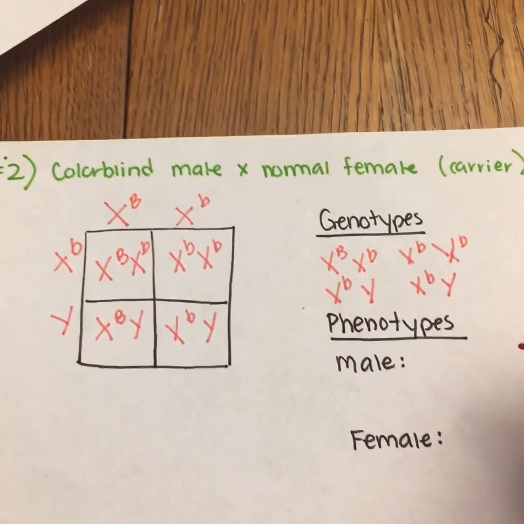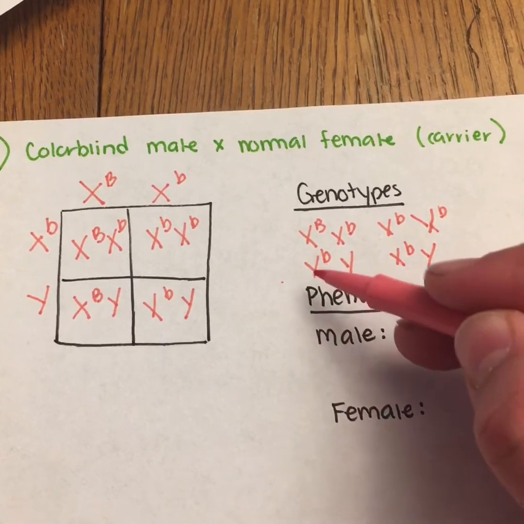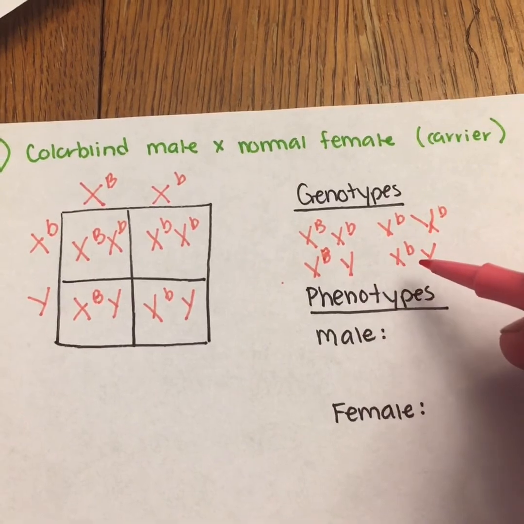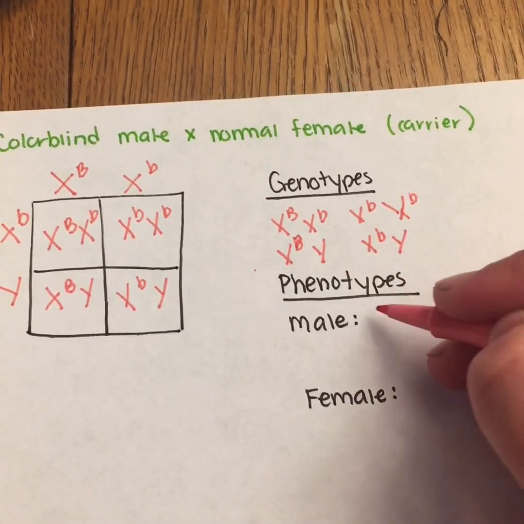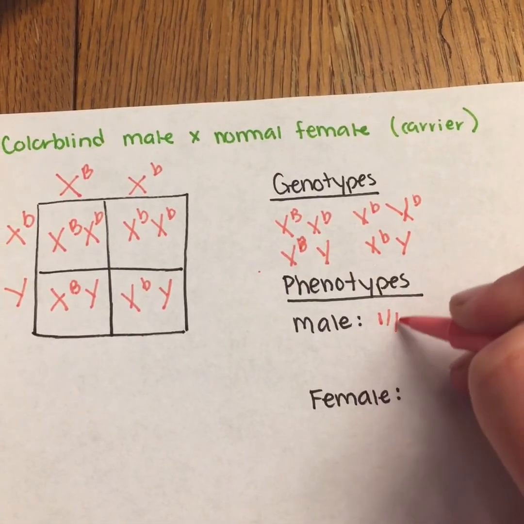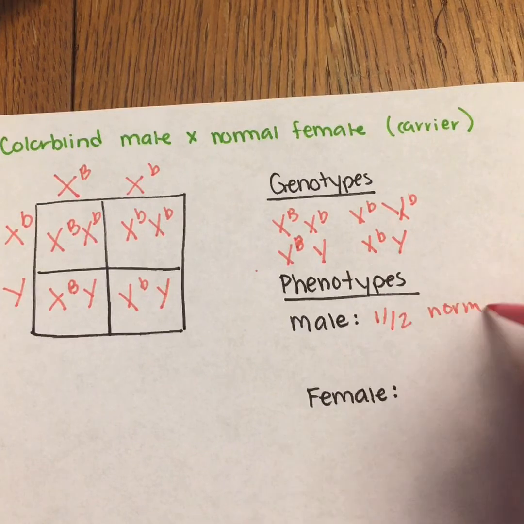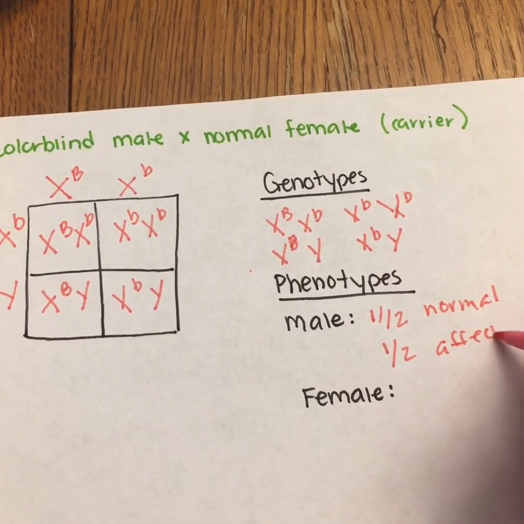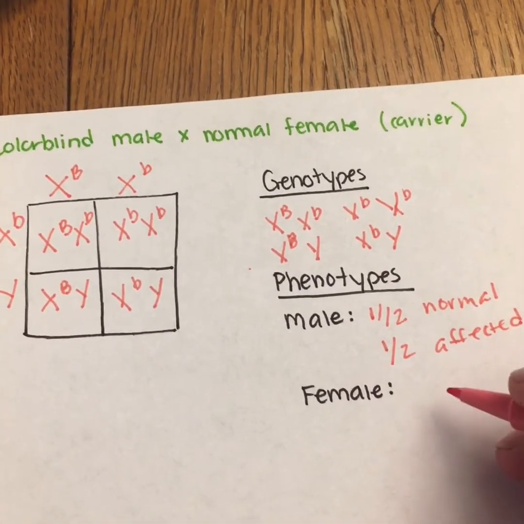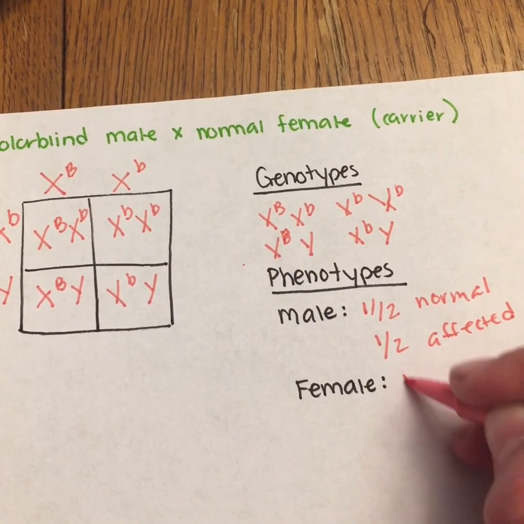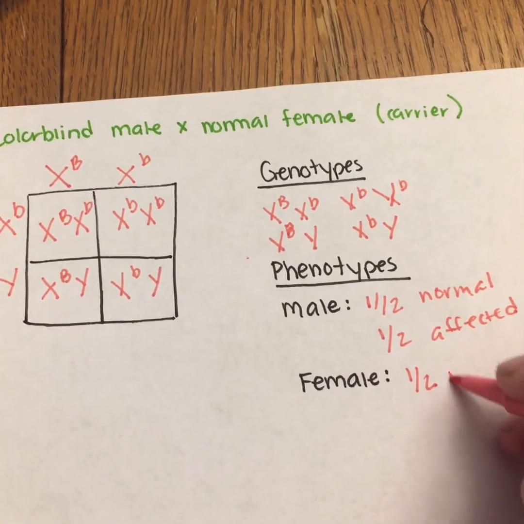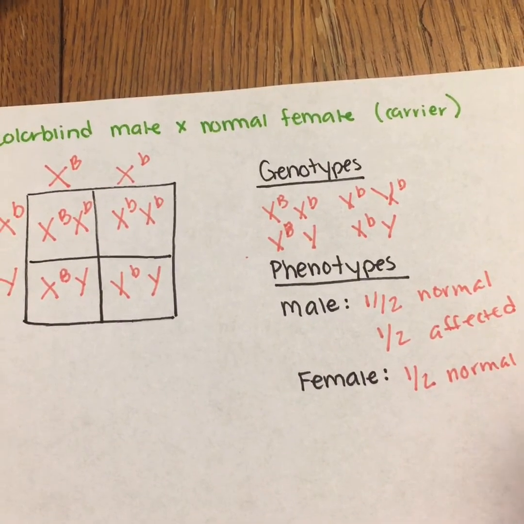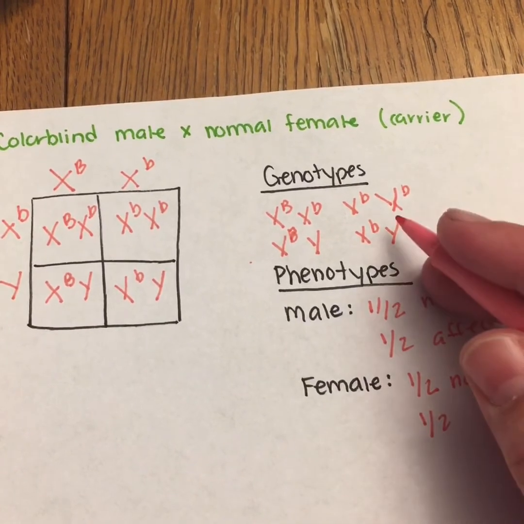For our phenotypes for males, we have 2 choices. We could have a normal male, which was our X big B and Y, or we could have our affected male, X little b and Y. So 1 out of 2 males are normal, 1 out of 2 of our males are affected. For females, 1 out of 2 is normal, but is a carrier. And then 1 out of 2, the X little b, is affected.